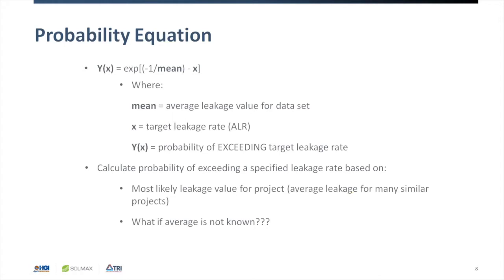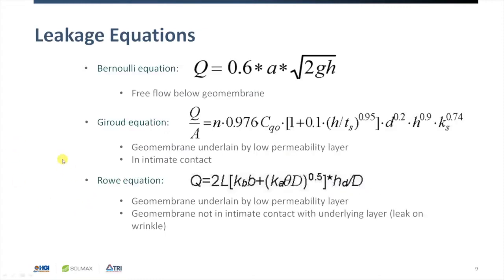But what do you do if you don't have enough statistics or you don't know what that average leakage value is? Because again, the statistics that I showed you are only for a specific type of project: landfill cells in a state that requires an ALR of 20 gallons per acre per day. So it has really good CQA, and it'd be extremely high quality primary geomembrane installation. Now we're going to go into the leakage equations so that you can figure out what type of leakage to expect on other projects.